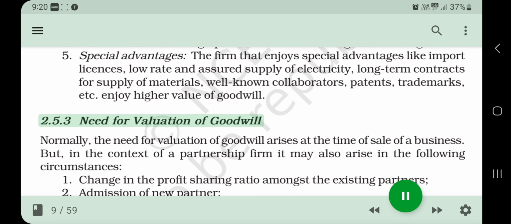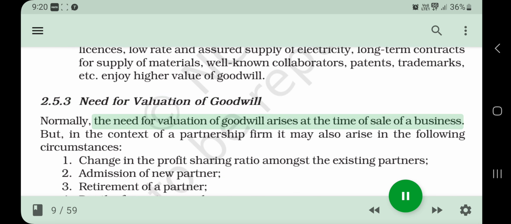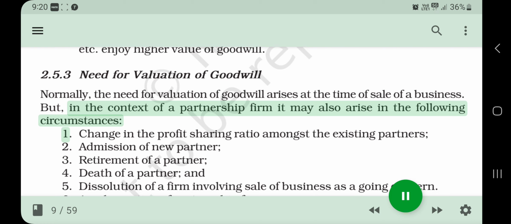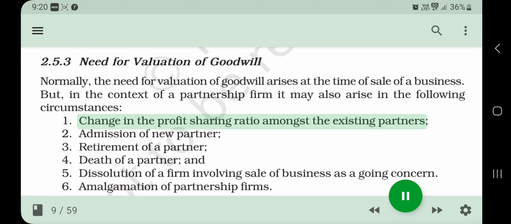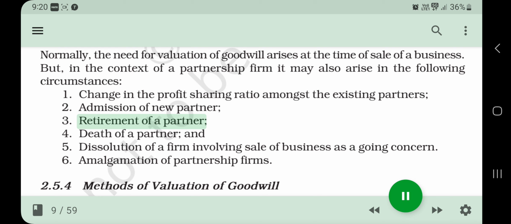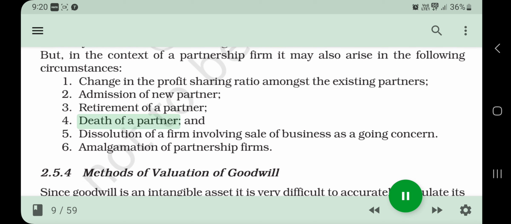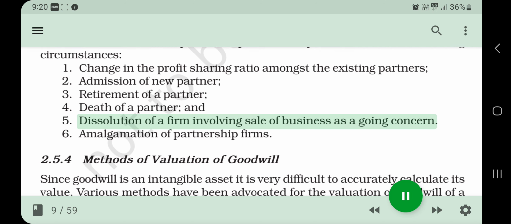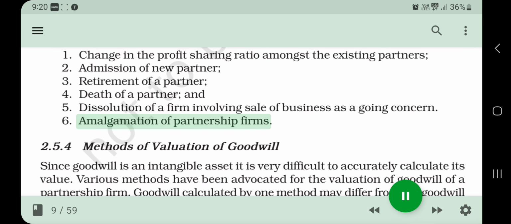2.5.3 Need for valuation of goodwill. Normally, the need for valuation of goodwill arises at the time of sale of a business. But, in the context of a partnership firm, it may also arise in the following circumstances. 1. Change in the profit sharing ratio amongst the existing partners. 2. Admission of new partner. 3. Retirement of a partner. 4. Death of a partner. 5. Dissolution of a firm involving sale of business as a going concern. 6. Amalgamation of partnership firms.